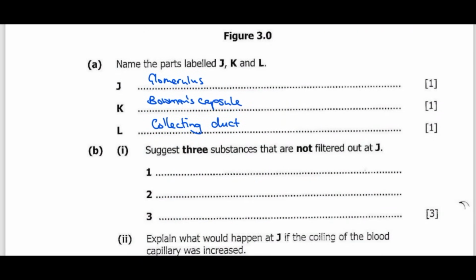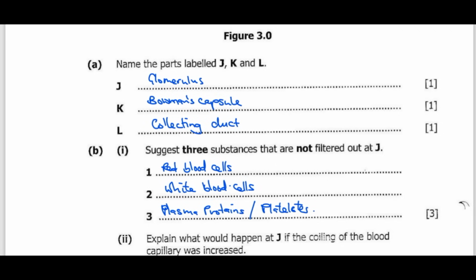The first one which is not filtered is red blood cells. Red blood cells will remain, and then we have white blood cells also. They will remain. And then the third one, we have plasma proteins, or we can say platelets. Also, they will remain.